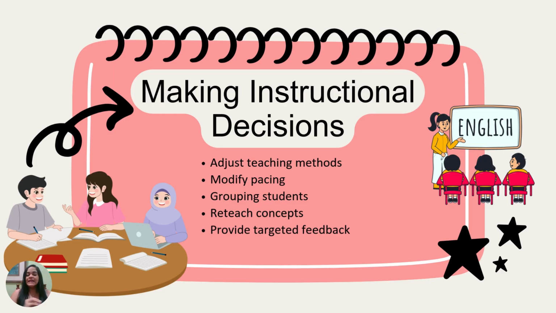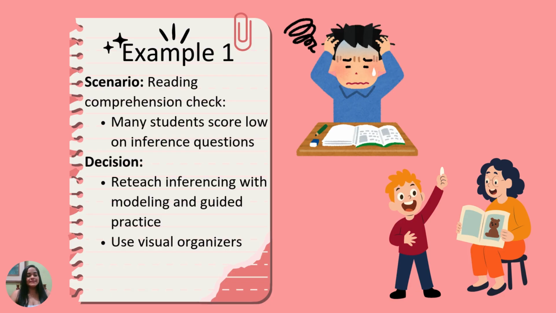The next one is making instructional decisions. Once the teacher has interpreted the data, the next step is to make decisions about instruction. These decisions may include adjusting the pace of the lesson, reteaching a topic, providing extra practice, creating small groups, or changing strategies to support students better. The goal of these decisions is to meet students' needs and help them progress more effectively. What to do in these cases? Here we have two examples.